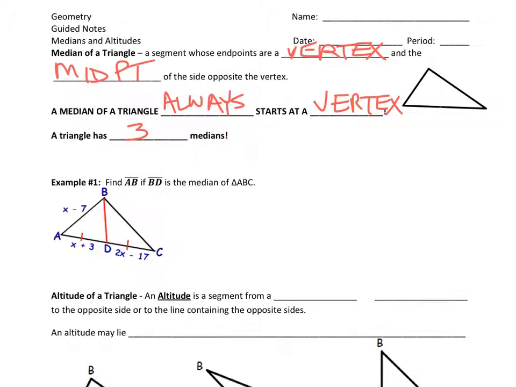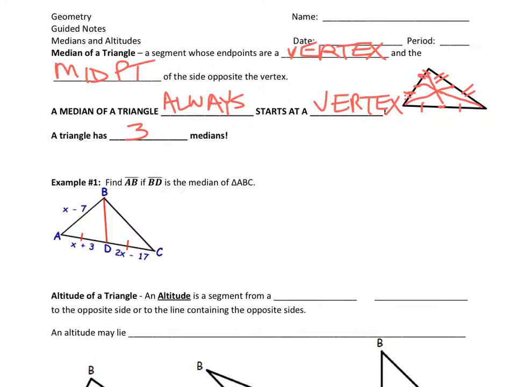So for instance, what you do is you find the midpoint of a side and connect it to the opposite vertex. And we'll look in class at how these end up going through that same point that has a special name. So example 1, find AB if BD is the median of ABC.